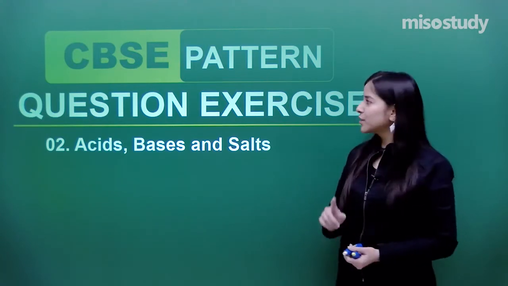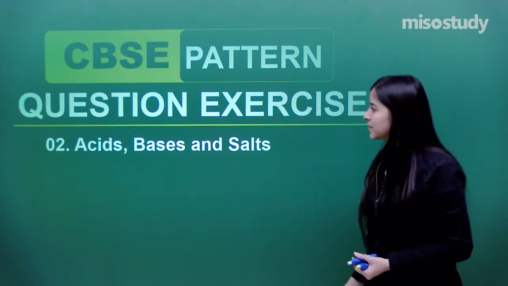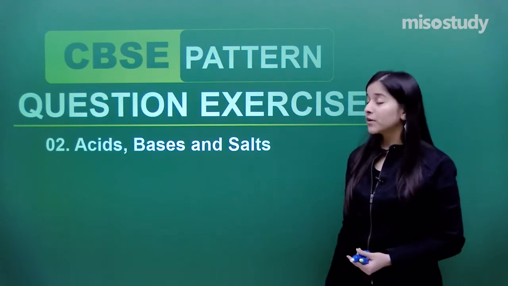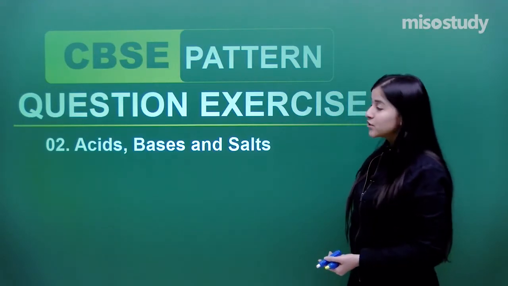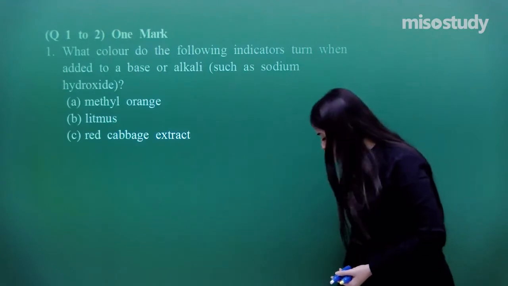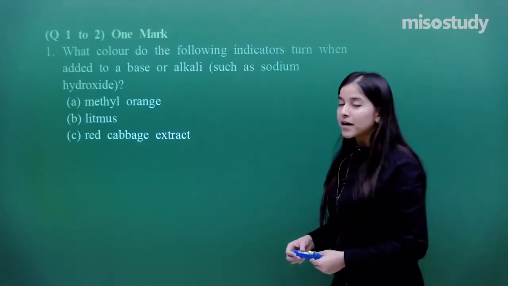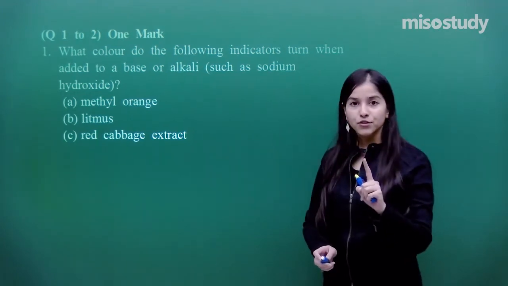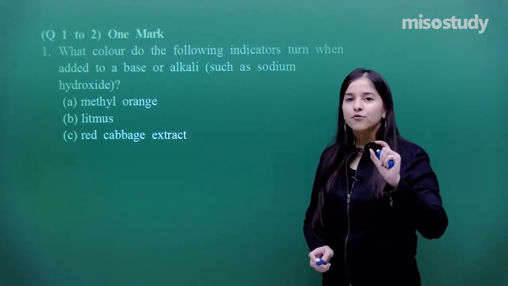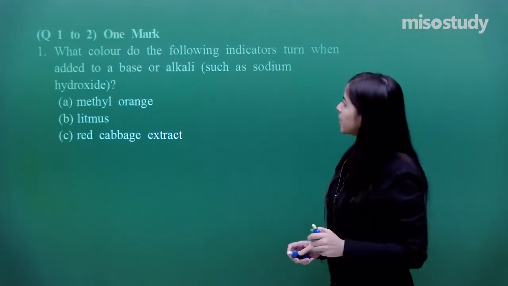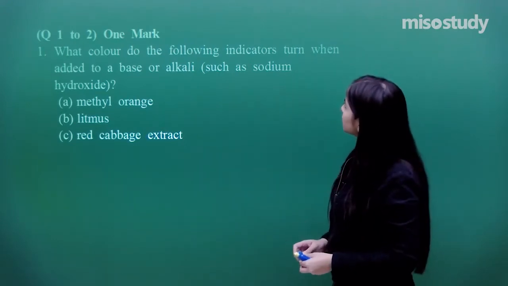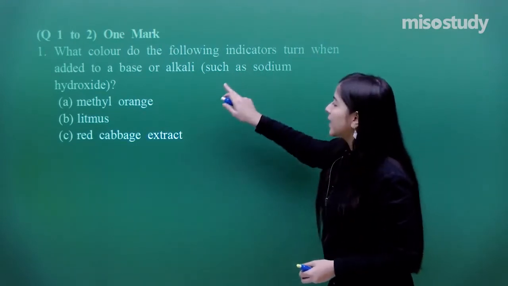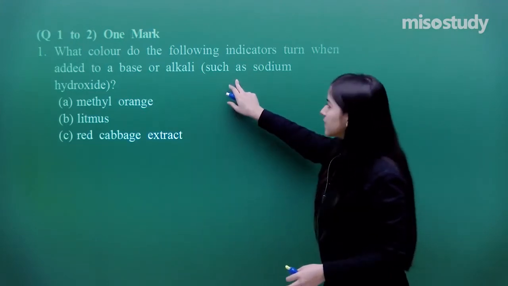So let us move on to question number 1. Acids, bases and salts is what we are discussing over here. Question number 1 is a 1 mark question, and for 1 mark you have to be very precise and very brief. What color do the following indicators turn when added to a base or alkali?